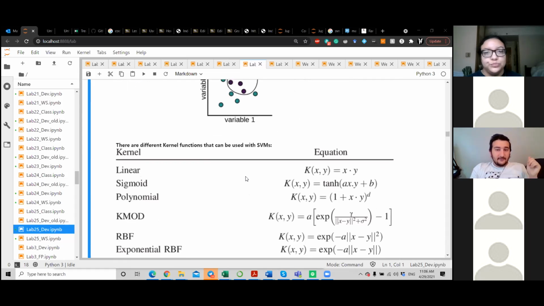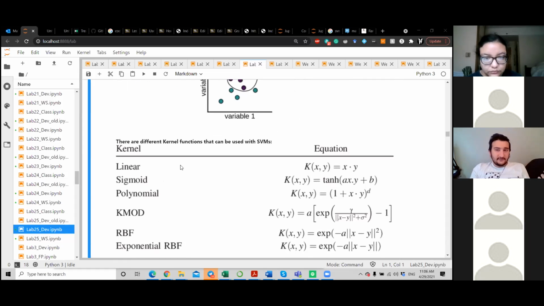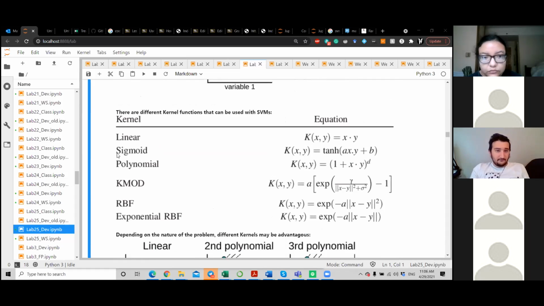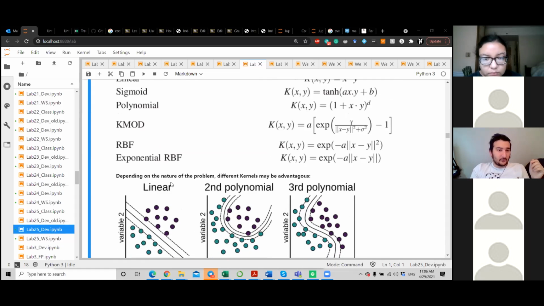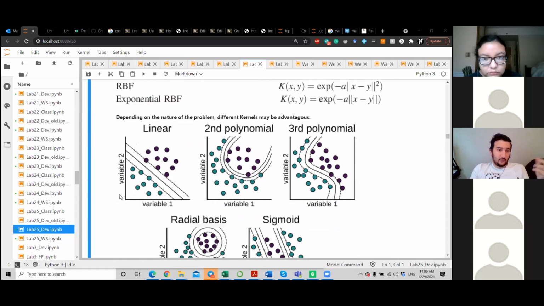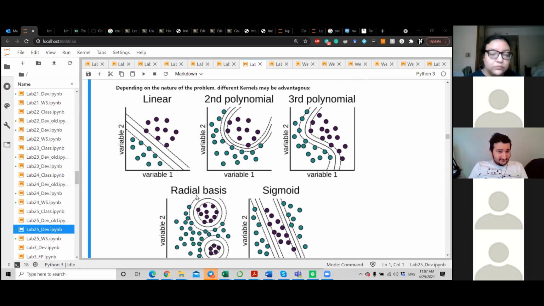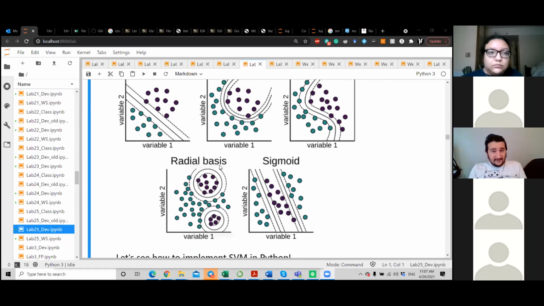Okay. There are different kernels that we can use: linear, sigmoid, polynomial, radial basis, and so on. Depending on the kind of problem that you're working with, you may use one of them, and you may prefer one of them more than the others. So this is a linear kernel. This is a second polynomial kernel. This is a third polynomial kernel. A radial basis, which gives you those circular hyperplanes, and then the sigmoid.